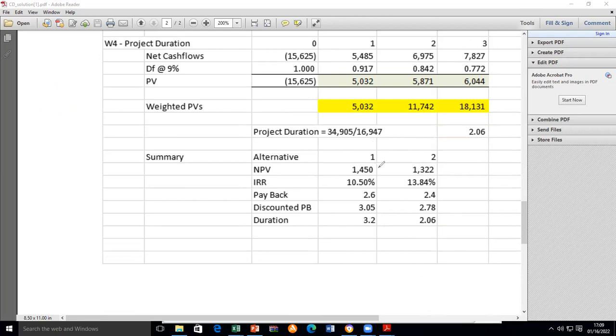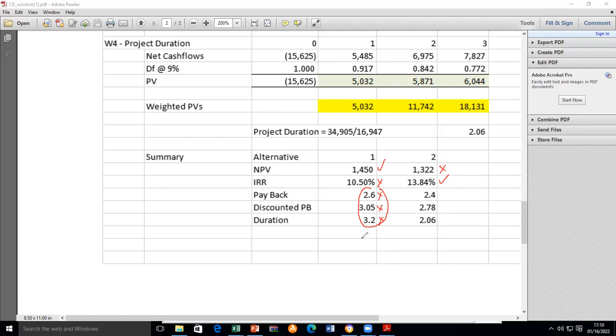NPV, this one is high. That one is low. Internal rate of return, this one is low. That one is high. Duration, well, this is the payback. Oh, sorry, first of all, payback. This one takes longer to pay back. Discounted payback, this one takes longer. Even this one also, it takes longer. So what we notice is that this takes longer. So we shoot it down.